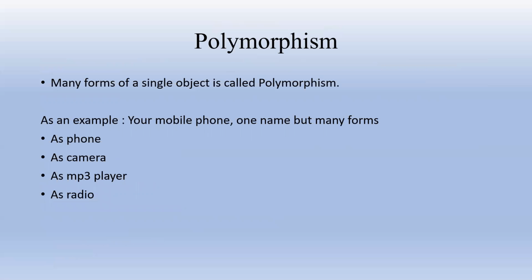Next is polymorphism. Polymorphism in layman terms means many forms or various forms of a single object. We can take an example of a mobile phone. Mobile phone is one name under which we have many forms: it can be used as a phone, as a camera, as an MP3 player, and as a radio as well.